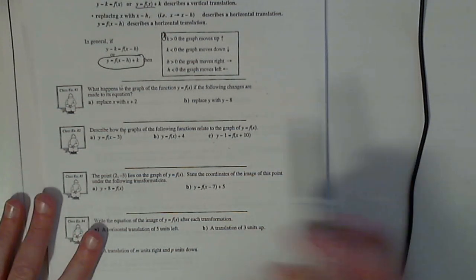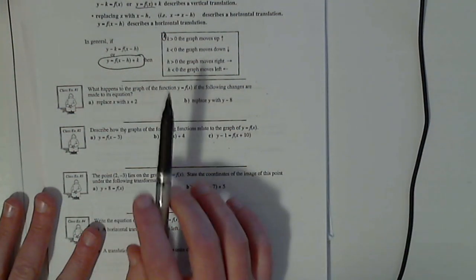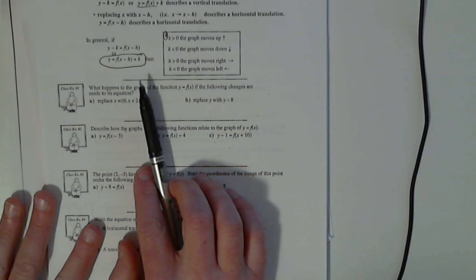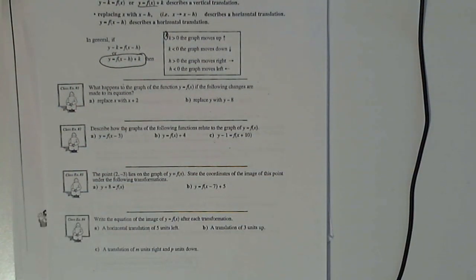Okay, class examples. What happens to the graph? These should be pretty quick, I think. It takes a while to get really comfortable with it, but it should be a fairly simple concept, hopefully. And definitely by the end of the unit it will be.